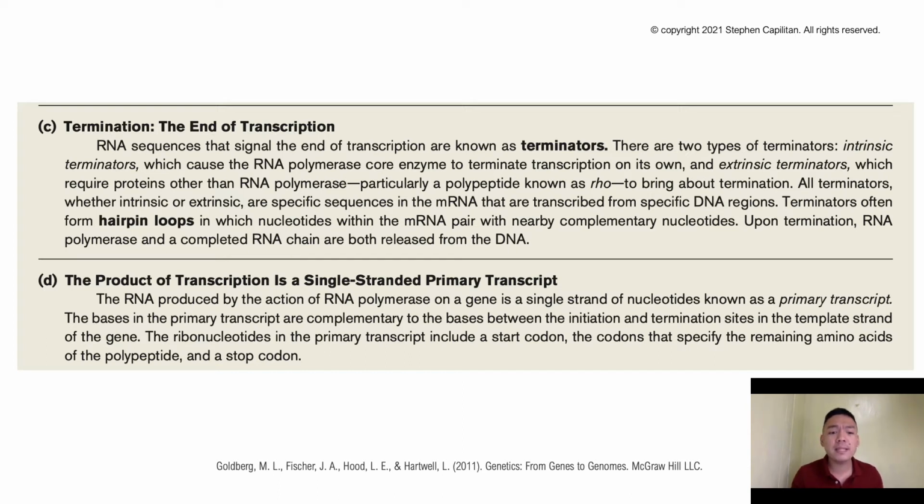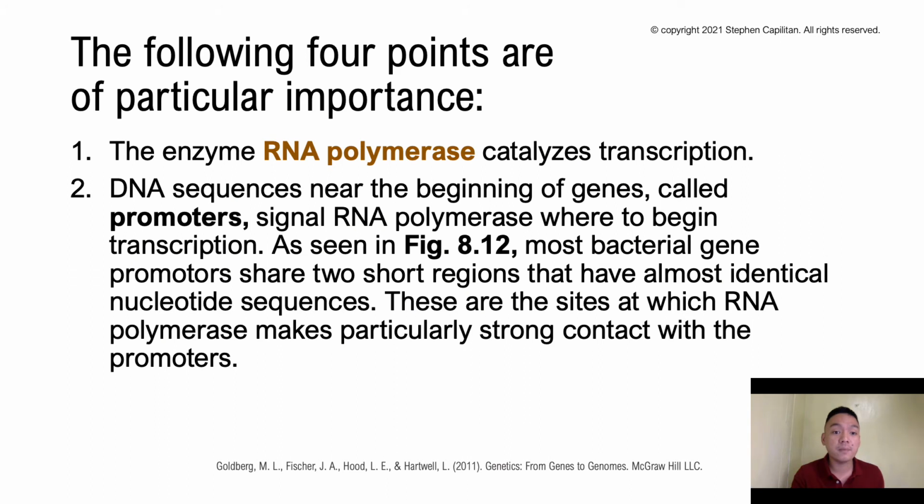The RNA produced by the action of RNA polymerase on a gene is a single strand. We call it a primary transcript. The bases of the primary transcript are complementary to the bases between the initiation and the termination sites in the template strand of the gene. The ribonucleotides in the primary transcript would include the initiation codon or start codon, the codons specifying the remaining amino acids of the polypeptide, and the stop codon. So that's how we define the single-stranded primary transcript, which is the product of transcription.